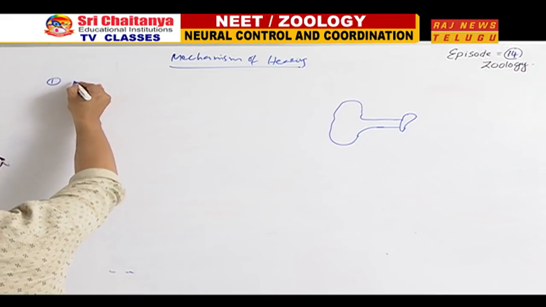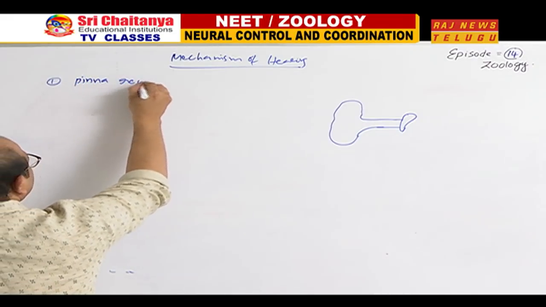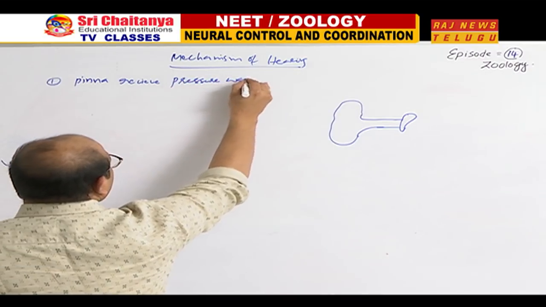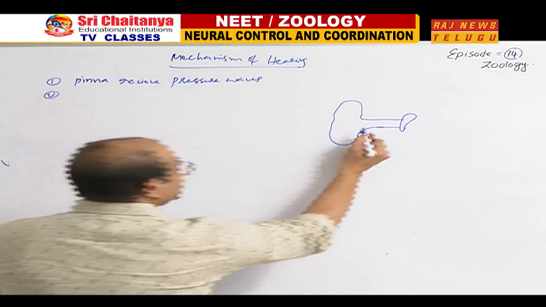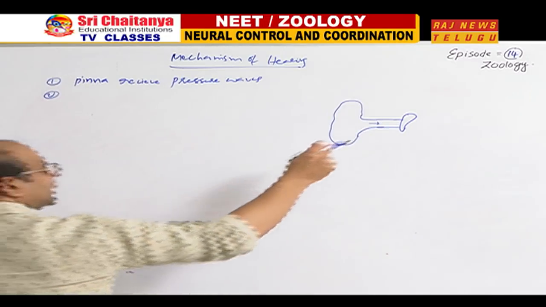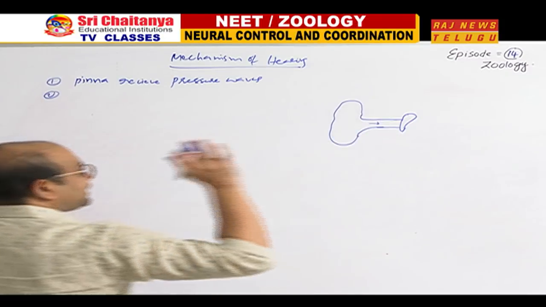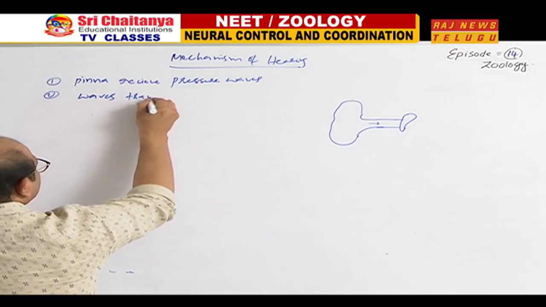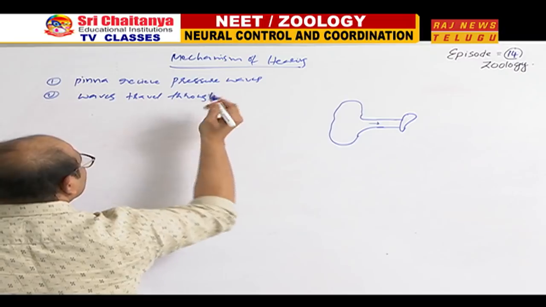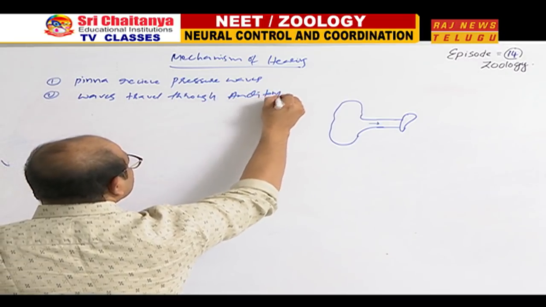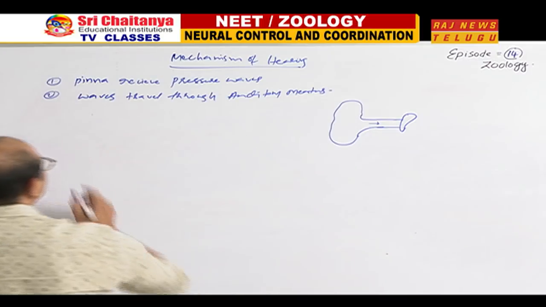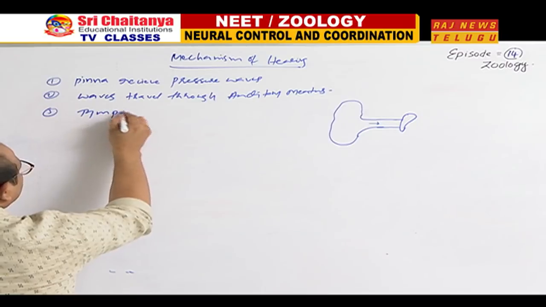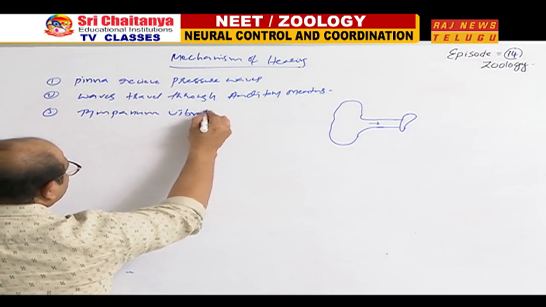So the points I will write. Pinna receives pressure waves, the first point. Second point, the sound waves travel through external auditory meatus. Third point, when tympanum receives the pressure waves, the tympanum vibrates.